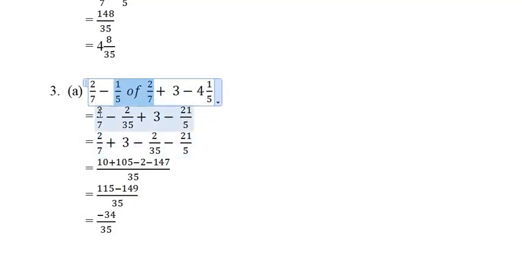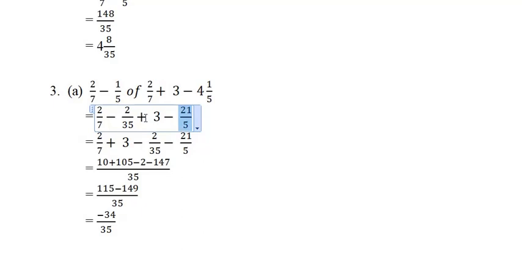So 2 by 7 will remain the same as it is out here, minus 1 by 5 of 2 by 7. So here you will multiply numerators and the denominators, so it is 2 by 35. Now you will include the plus sign out here, plus 3 minus, it is 21 by 5. Whenever you see any kind of mixed fraction, you have to convert it into an improper fraction. So it is 21 by 5.